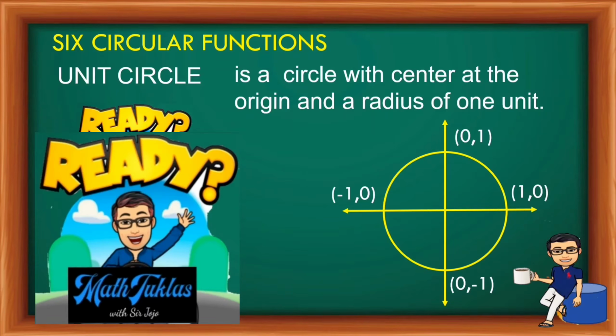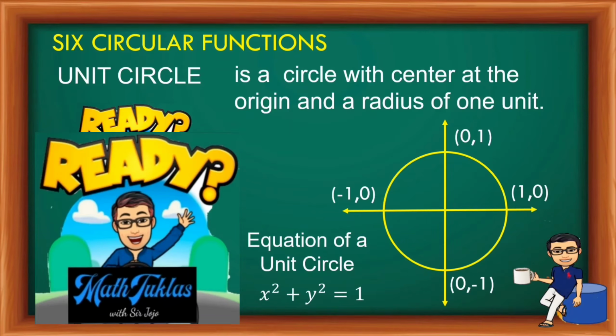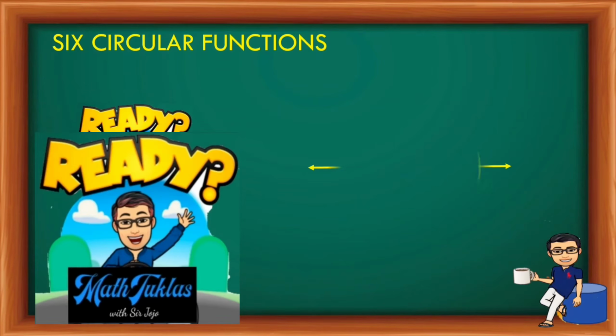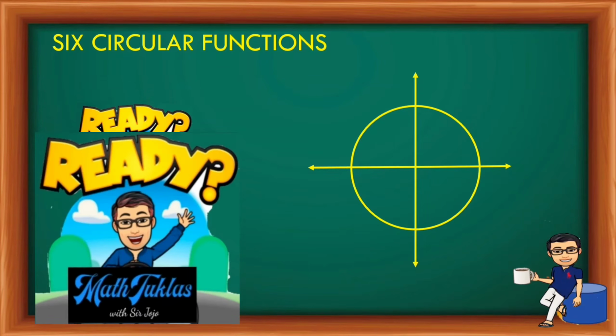Recall also that the equation of a unit circle is x squared plus y squared equals 1. And for us to arrive at the 6 circular functions, let us try to analyze this figure, because trigonometric functions of angle theta in radians, like what is being presented, are found by choosing a point that is represented by (x, y). So this is our (x, y).